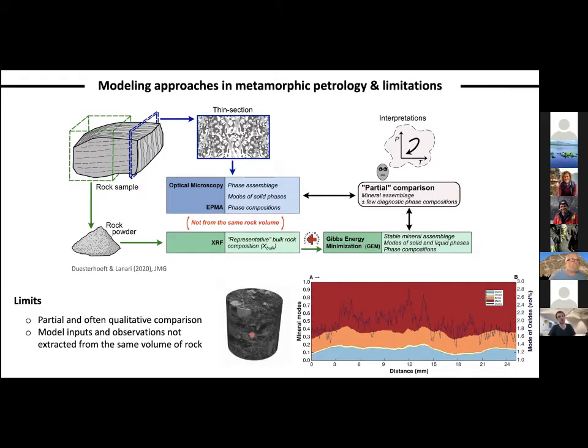Now we have the CT scanner, we can see how the mineral modes are changing at the centimeter scale. And one could wonder, when we see the result, what is a representative bulk rock composition?